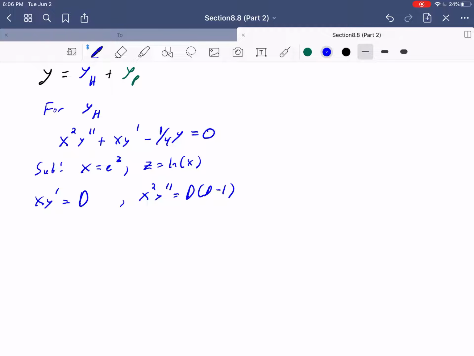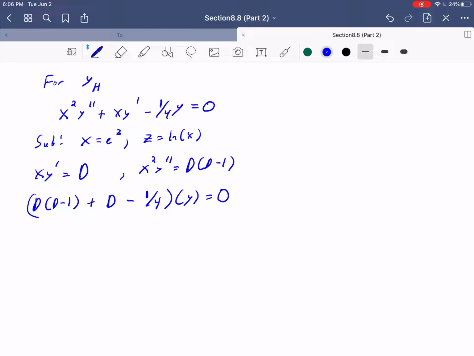So popping that in there, looks like we're going to get d minus 1, plus d minus 1/4, all of y is supposed to be 0. So that looks like we can simplify it as d squared, and then that's going to cancel with d. So d squared minus 1/4 of y equals 0.